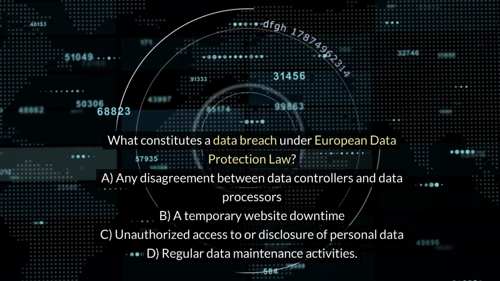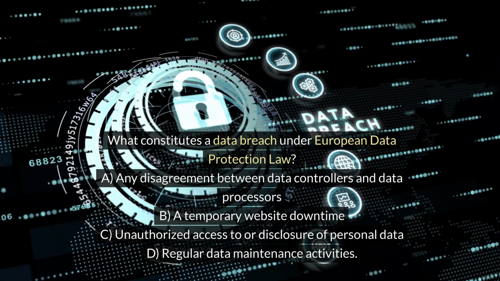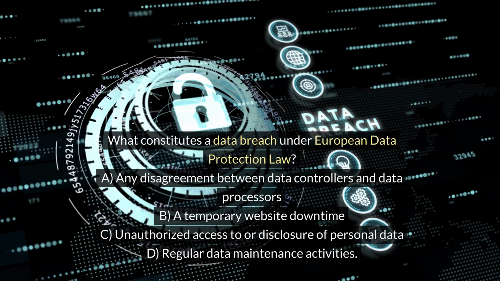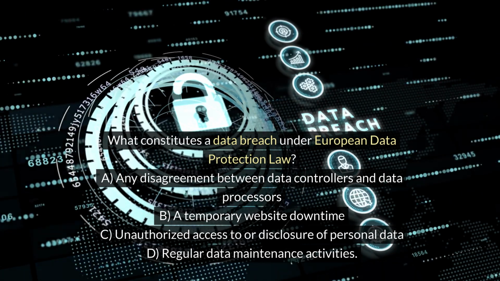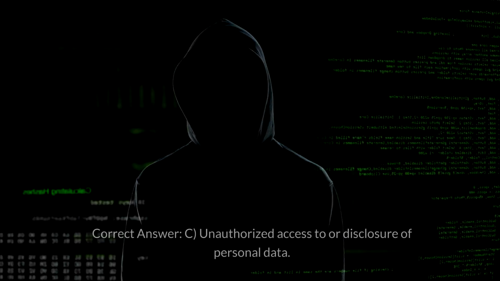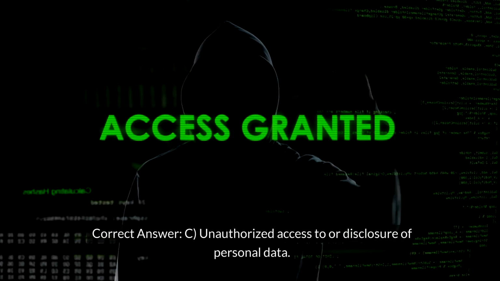What constitutes a data breach under European data protection law? A. Any disagreement between data controllers and data processors. B. A temporary website downtime. C. Unauthorized access to or disclosure of personal data. D. Regular data maintenance activities. Correct answer. C. Unauthorized access to or disclosure of personal data.